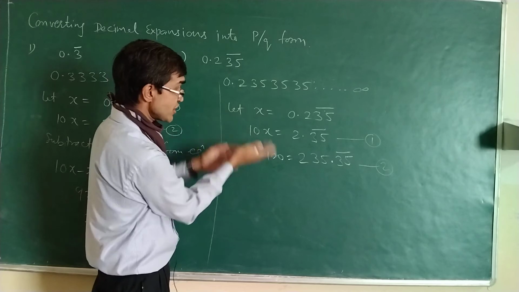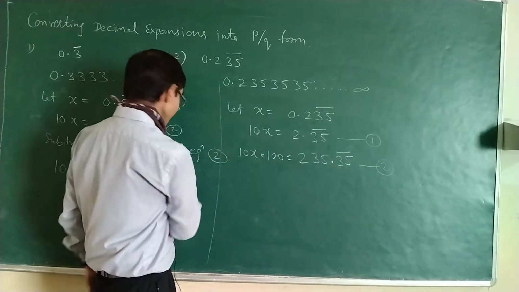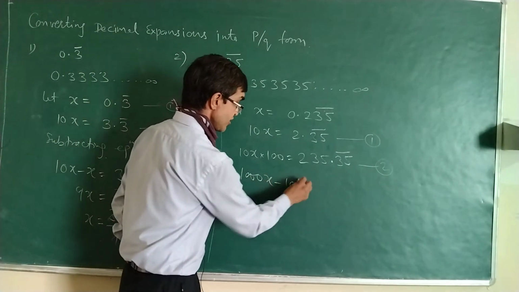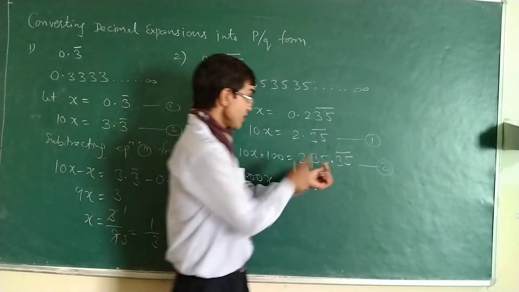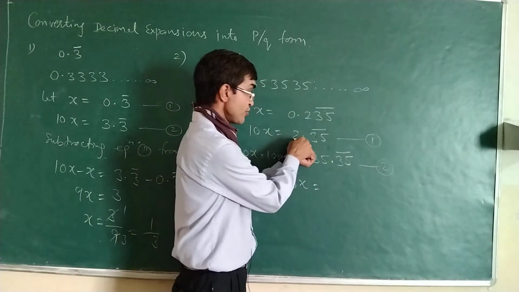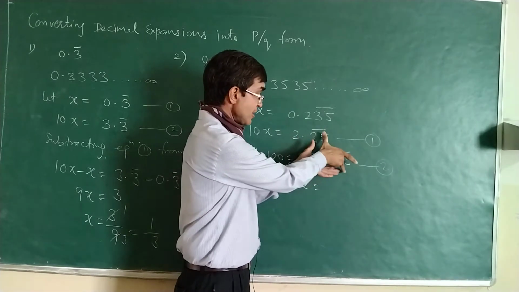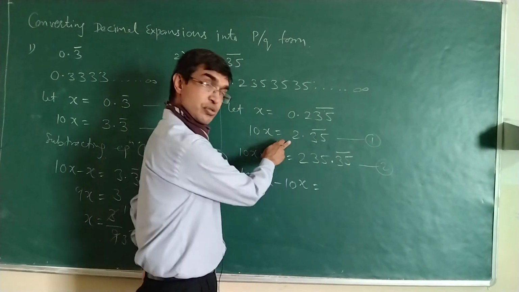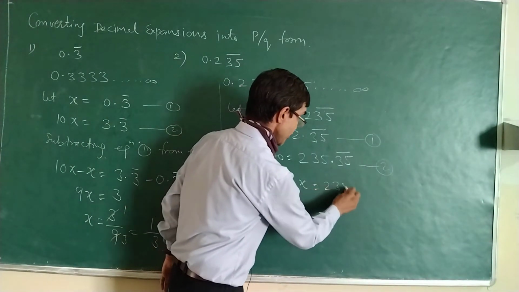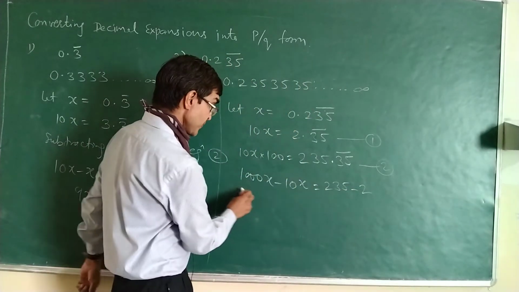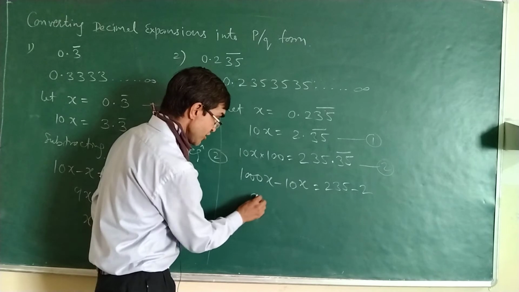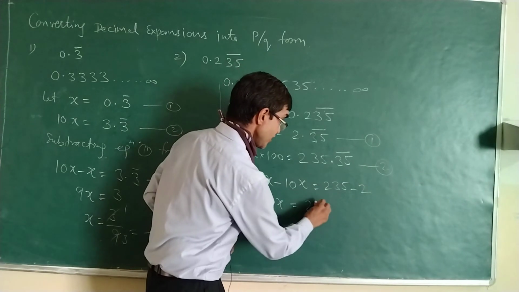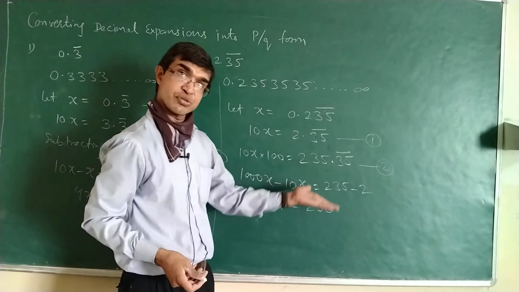Now what will we do? You will subtract the first equation from the second. I am not writing it again here. So this is 1000x minus 10x. After subtracting 1000x minus 10x, what will that be? See here, 0.35 bar, here also 0.35 bar. Means after the decimal, no digit will be there except 0. So this is 235 minus 2. 235 minus 2 will be 233. So 1000x minus 10x is 990x. So 990x equals 233.